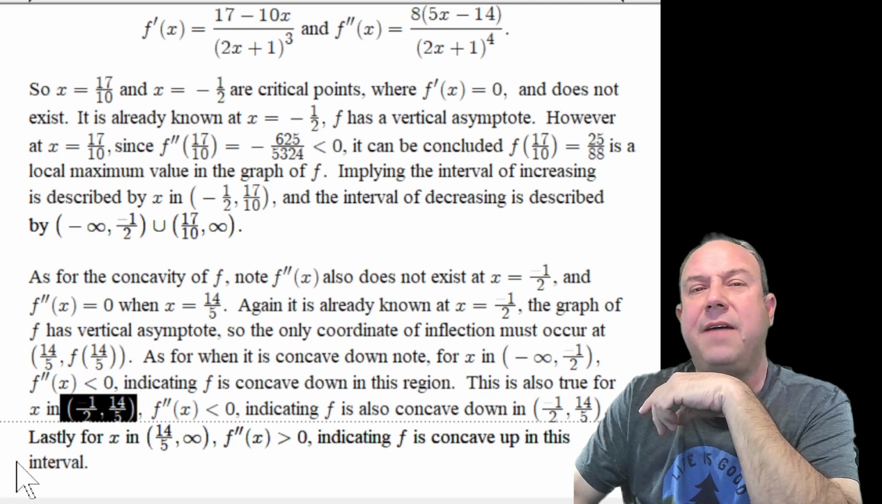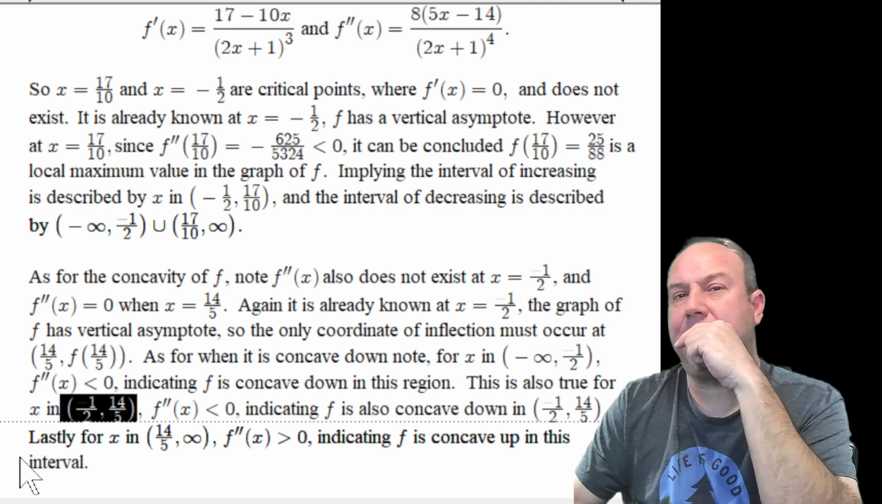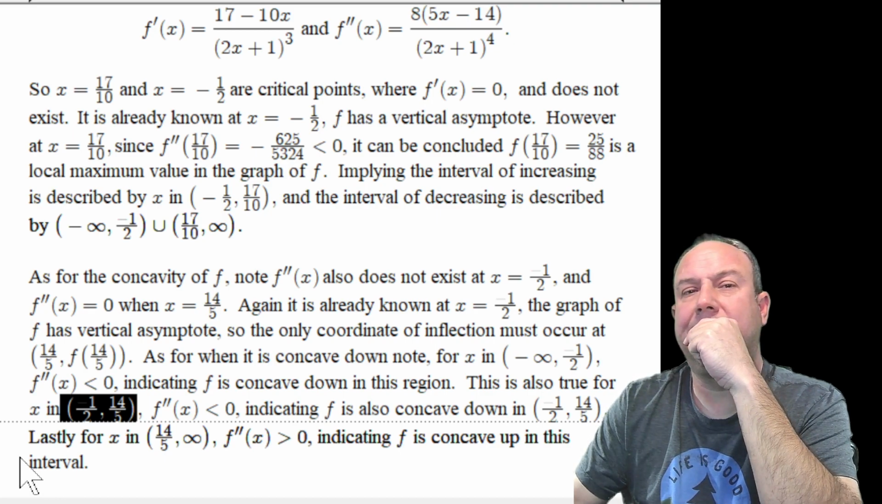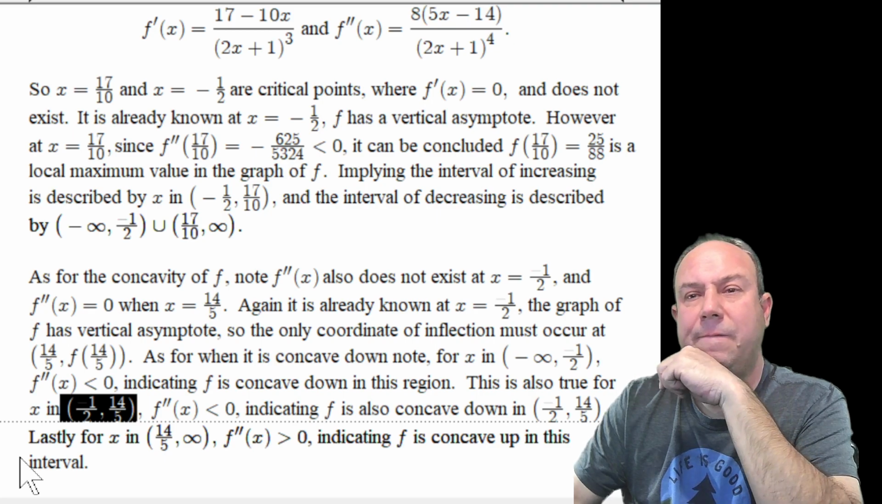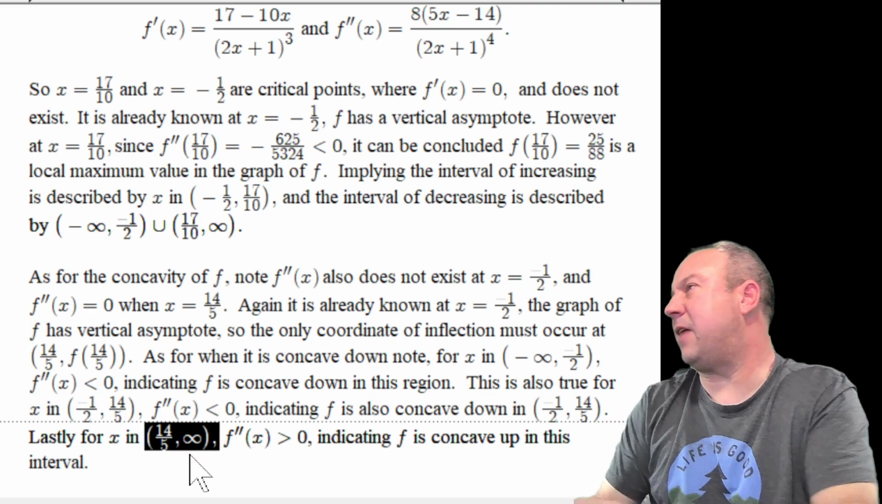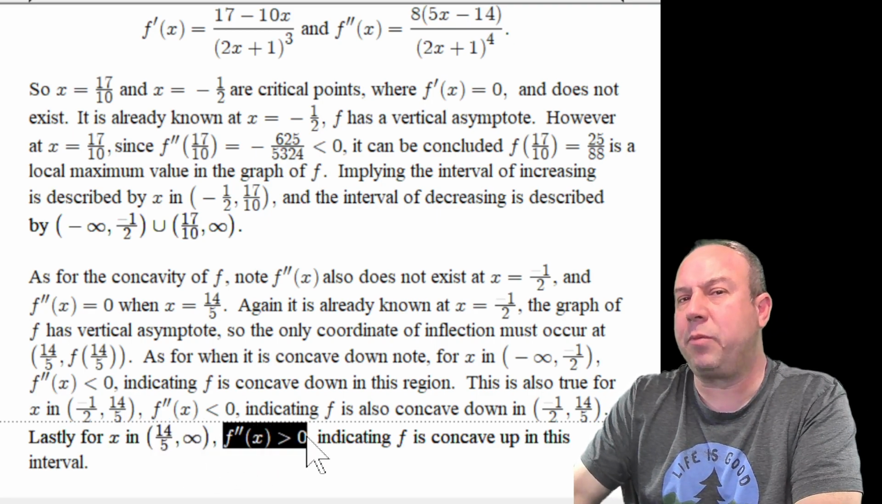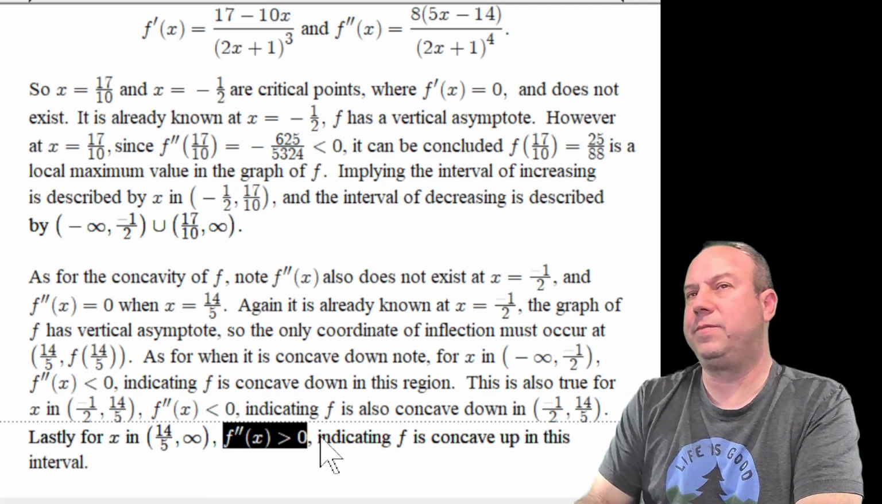And for 1/2 to 14/5, we are also concave down. And we are concave up for 14/5 out to positive infinity, because that is where we are going to expect f double prime to be greater than 0.